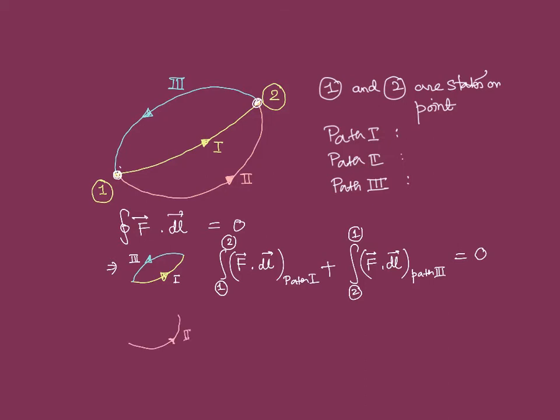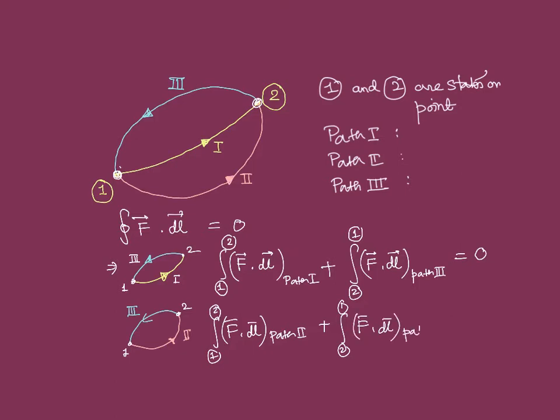Now again consider the following loop consisting of path 2 and return via path 3. These are points 1 and 2, here also points 1 and 2. So here also the closed integral is 0, so we can write the integral from 1 to 2 of F dot dl via path 2 plus the integral from 2 to 1 of F dot dl via path 3 is equal to 0.